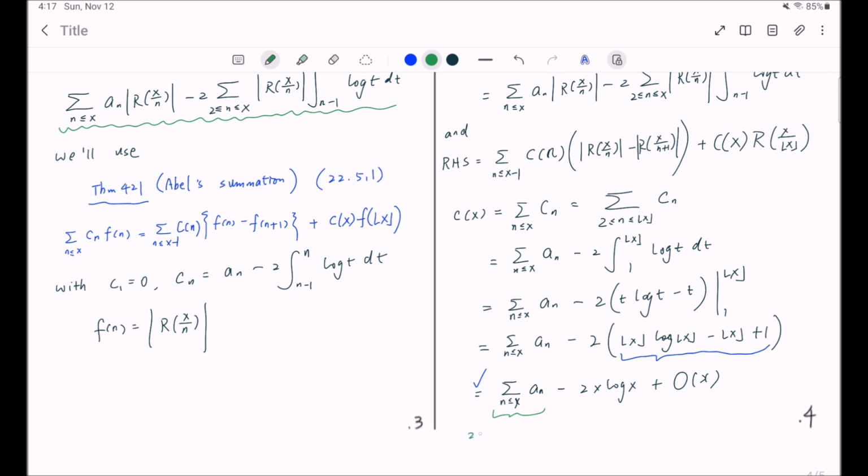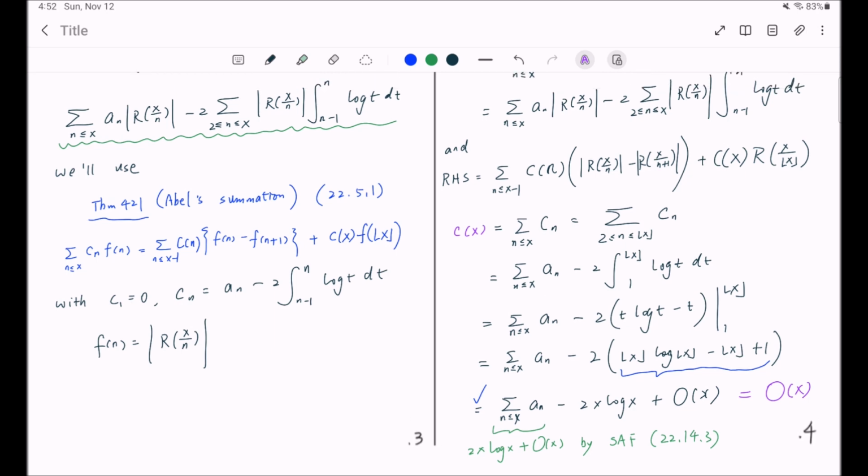Now this term here is 2x log of x plus big O of x by Selberg asymptotic formula 22.14.3. Now we can cancel this 2x log of x with 2x log of x. So they together will be a big O of x. Now we plug c of x equal to big O of x back to the right hand side.